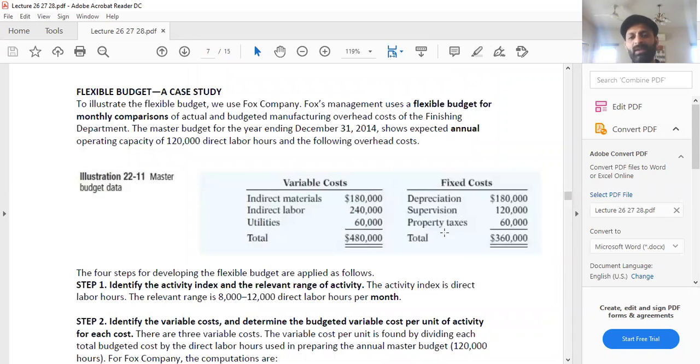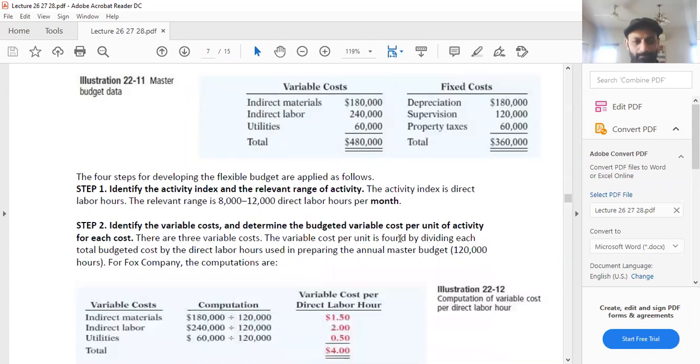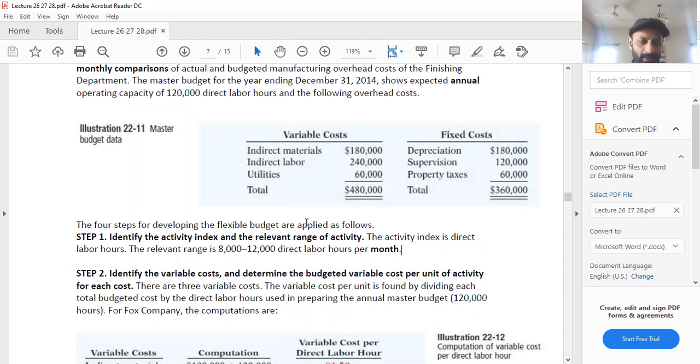As I've told you, fixed cost remains the same. The four steps for developing the flexible budget are applied as follows. Step one, identify the activity index and the relevant range of activity. The activity index is direct labor hours. The relevant range is 8,000 to 12,000 direct labor hours per month. आप कहते हैं कि जो आपकी relevant range है वो 8,000 से 12,000 direct labor hours per month है.